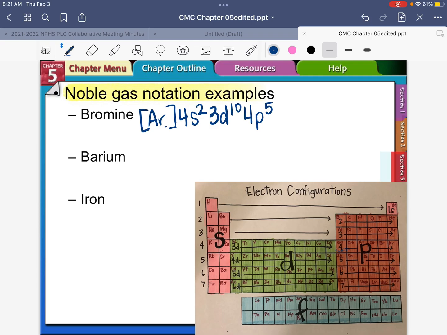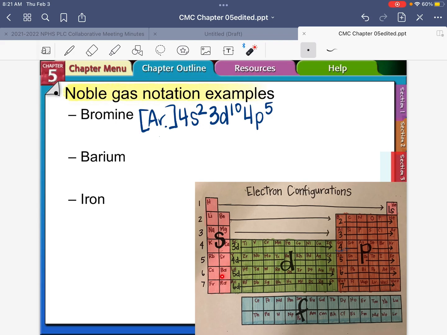And that's it. So again, just to recap, we have the noble gas that comes before the element. The noble gas goes in brackets. It's whatever noble gas comes right before the element. And then after that, we just include everything in the configuration after that noble gas to the element's actual box on the periodic table.